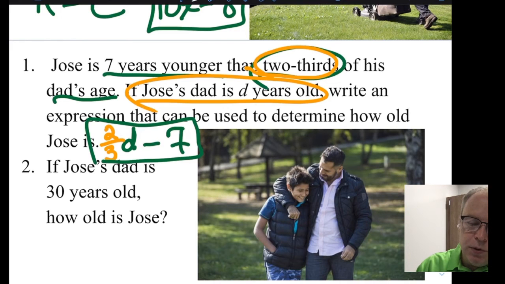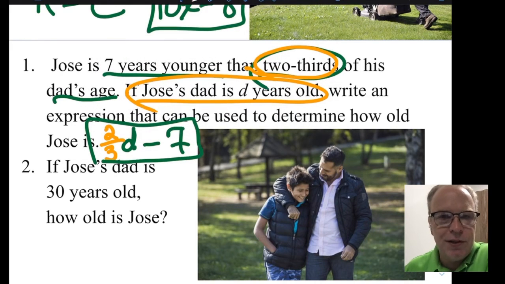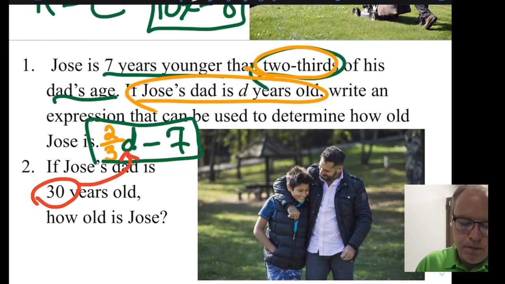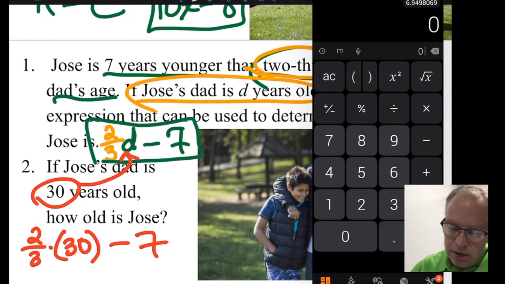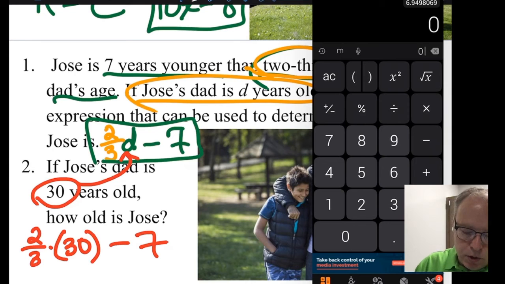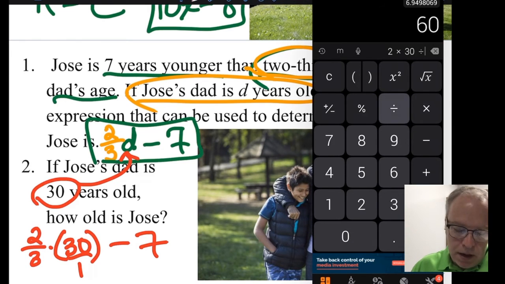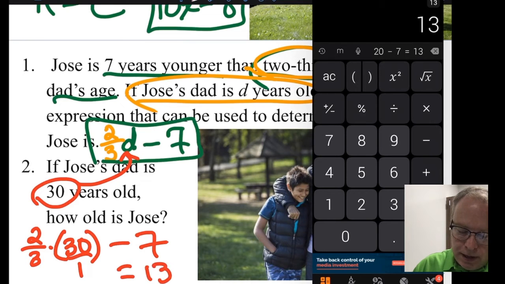Now, part 2 here asks you to use that expression. Let's do a little plugging and chugging. Let's plug in 30 for D. So 2/3 times 30 minus 7. So we can come over to our handy dandy calculator. Now remember, you always multiply straight across when you're multiplying fractions. So I'm going to take 2 times 30 and then divide by the bottom, which is 3. And of course, I get 20. So that first part is 20. I minus 7 off of that, and I get 13. Apparently, Jose is 13 years old.